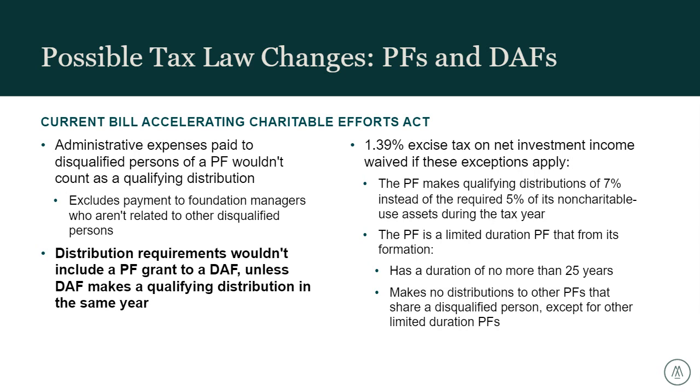And then finally, there would be a way to have the 1.39% excise tax on net investment income waived, and that would be if the qualifying distributions were 7% of that distributable, or 7% versus the 5% minimum investment return that's calculated, or if the private foundation is a limited duration foundation, which essentially means it's not going to have a duration over 25 years, and it's not going to make distributions to other private foundations that share disqualified persons, except for other limited duration private foundations.